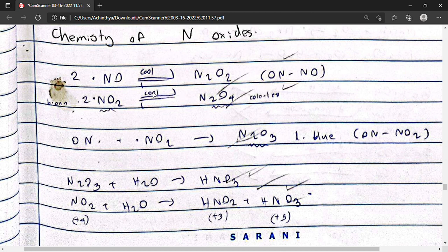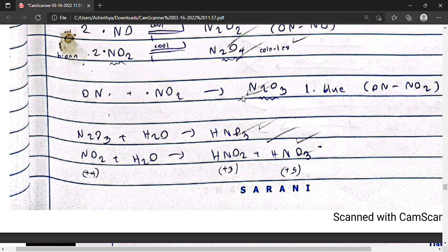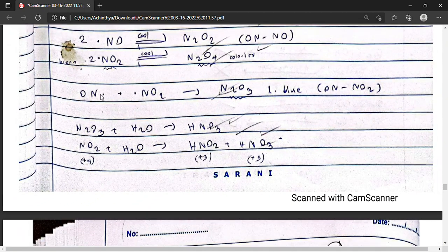When it is cool, nitrogen dioxide is always in this equilibrium with N2O4, which is colorless, and when the temperature cools down, the forward reaction is favored. And nitric oxide and nitrogen dioxide can form our good old nitrogen sesquioxide, which is light blue in color.